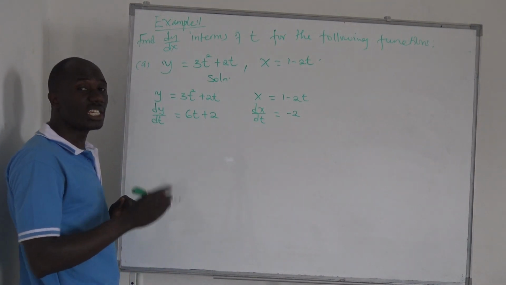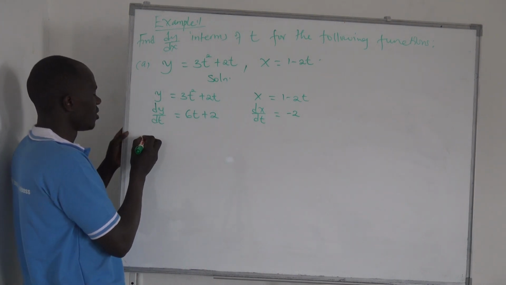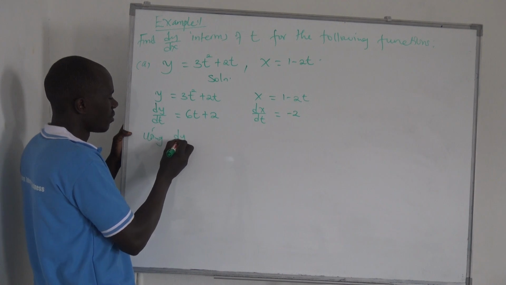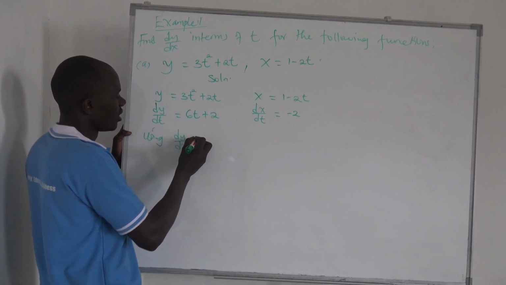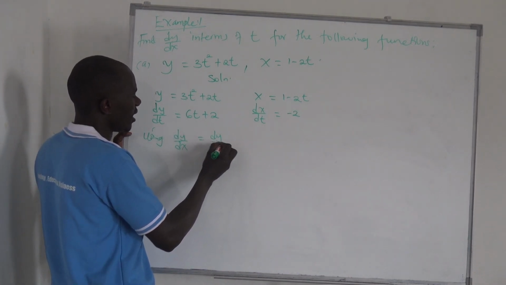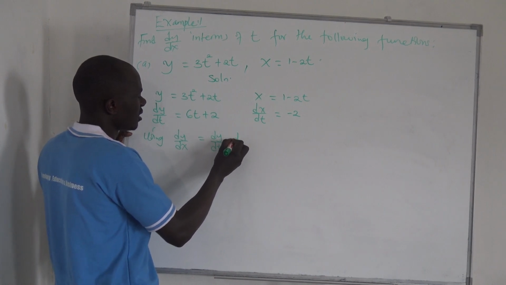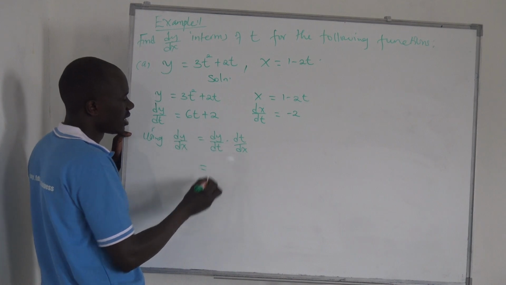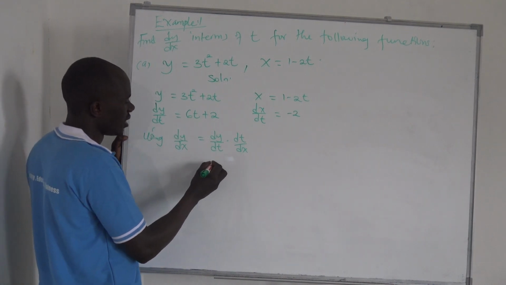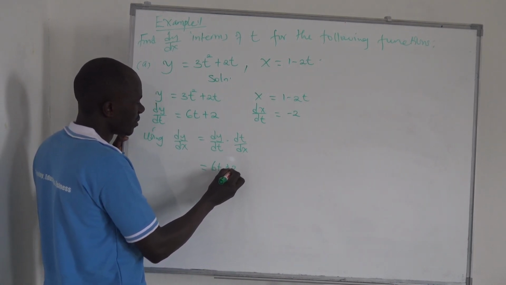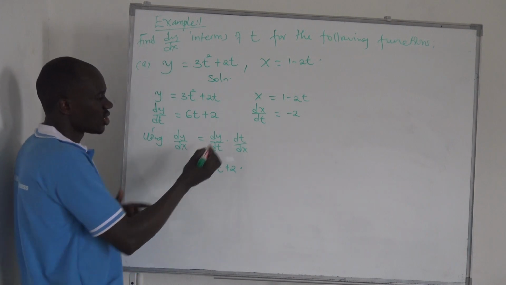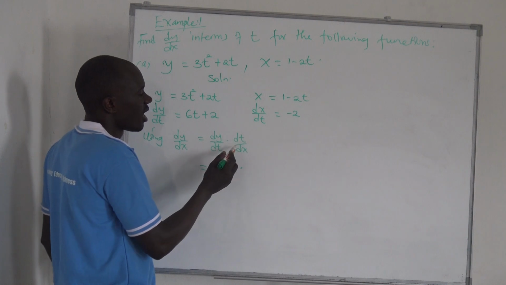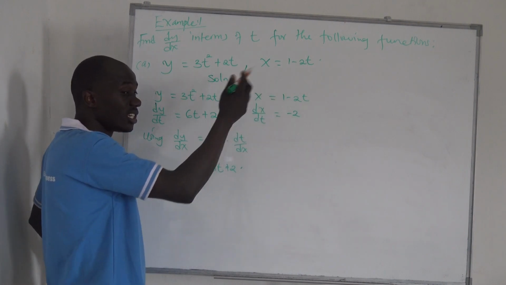How can we get dy/dx? Using the chain rule, dy/dx equals dy/dt times dt/dx. Our dy/dt is already 6t plus 2, times what is dt/dx? Remember, we are given dx/dt. How can we get dt/dx? We just take the reciprocal.